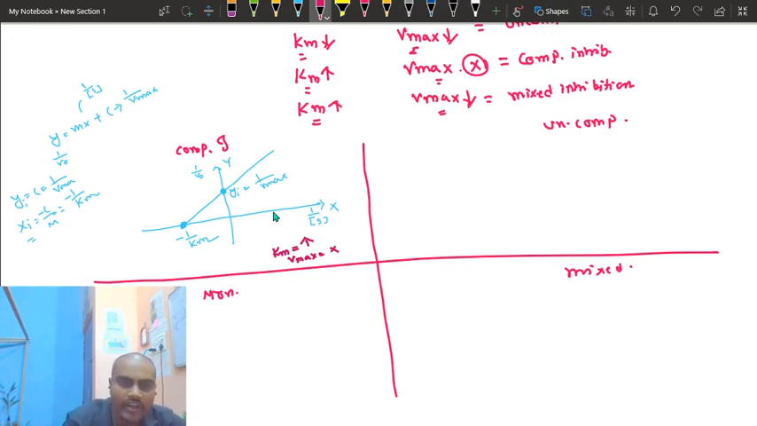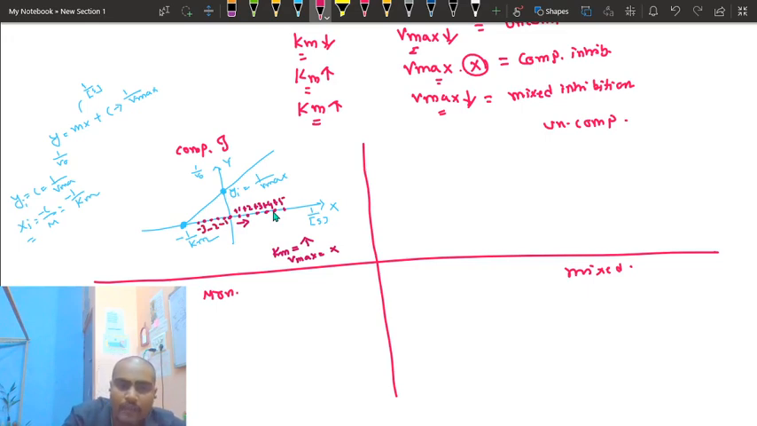So look very carefully. This is basically the positive side, right? So plus 1, plus 2, plus 3, plus 4, plus 5, plus 6. But if we have to shift to the leftward, that means what? It should be minus 1, minus 2, minus 3 in this way.